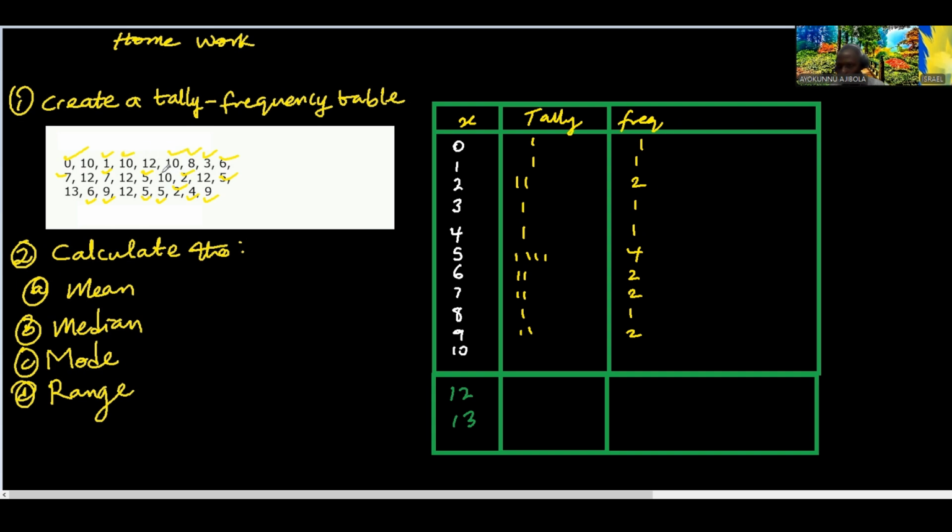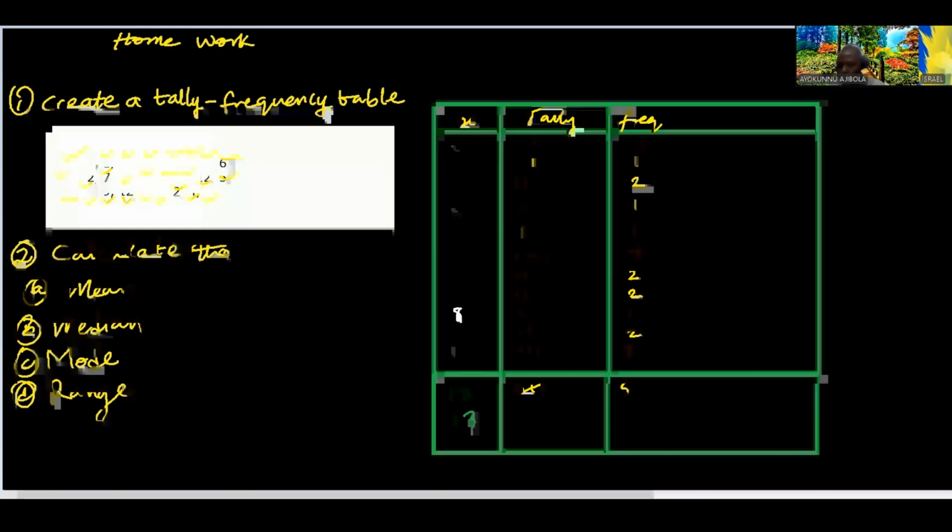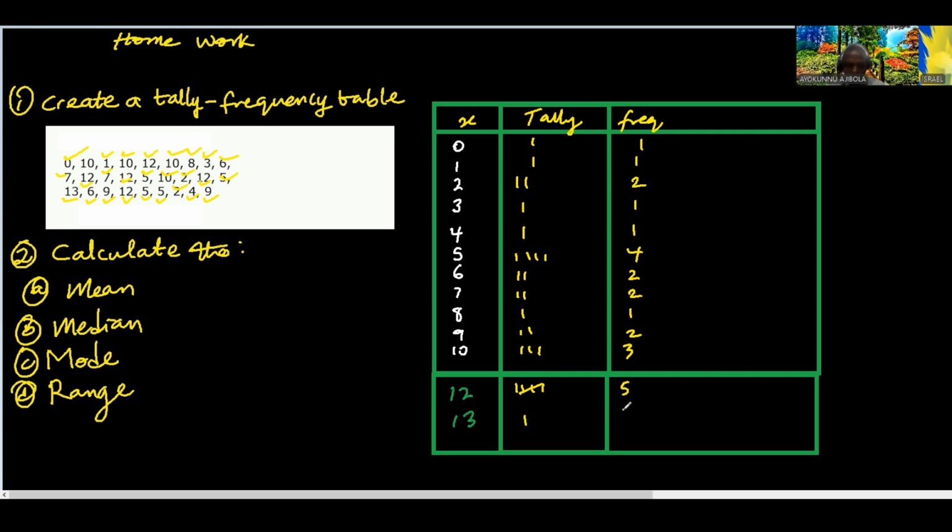So how many 12s can I see there? One, two, three, four, five. That's five. How many 13s can I see there? Only one, right?